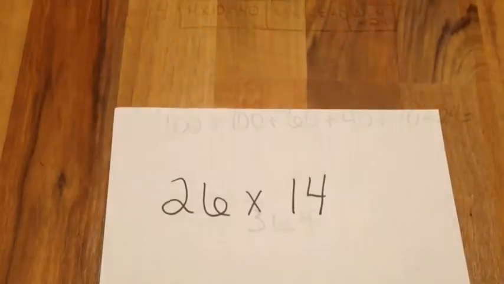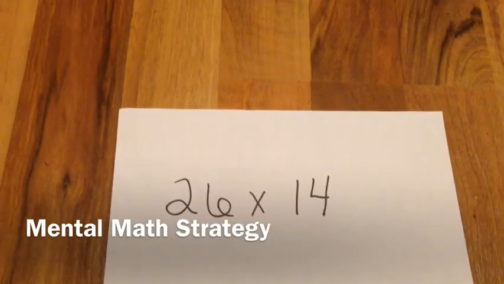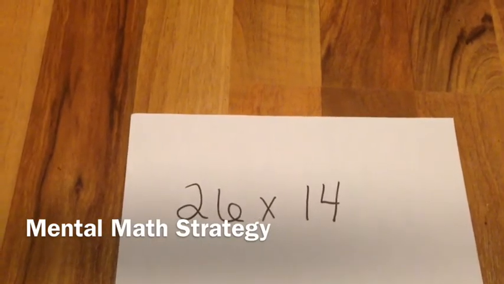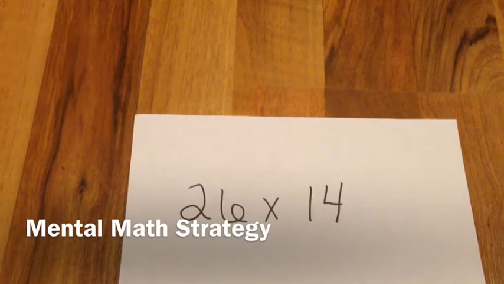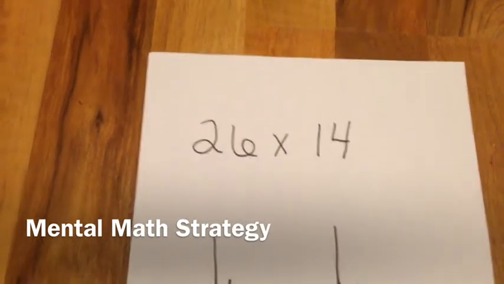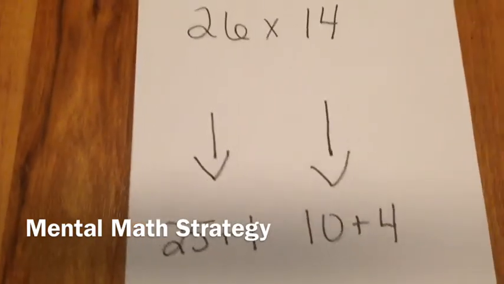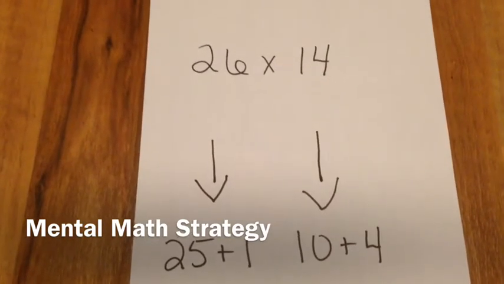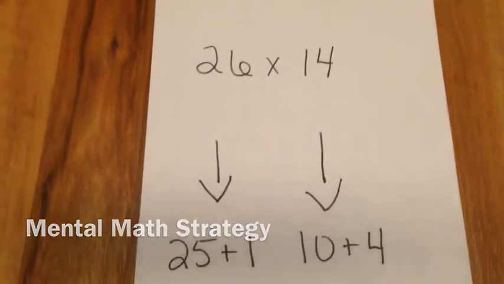Our product strategy will be quite similar to our estimation strategy. We will break down our factors into their benchmark numbers and remaining components to make our problem easier. 26 can be broken down into the benchmark number 25 plus 1. 14 can be broken into the benchmark number of 10 plus 4.